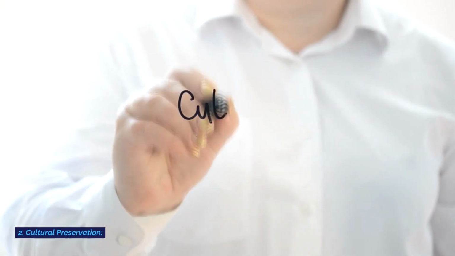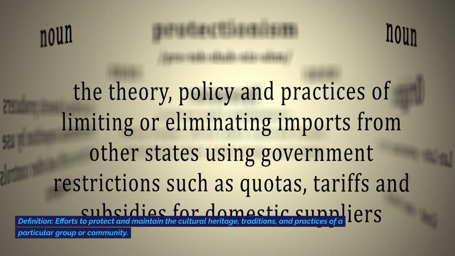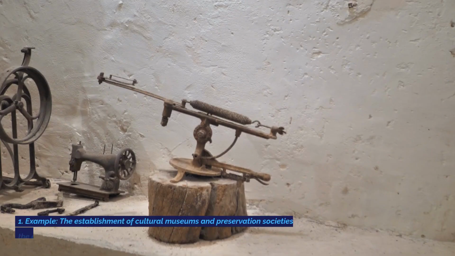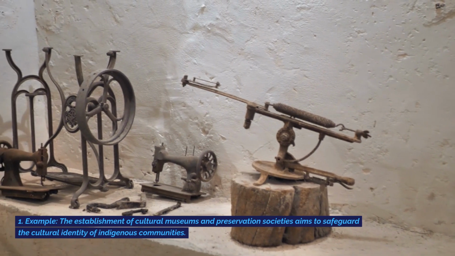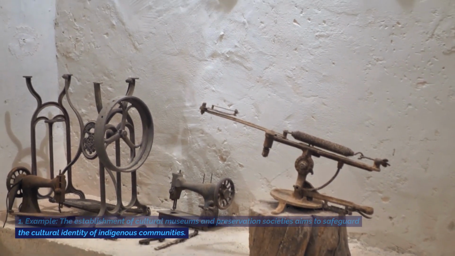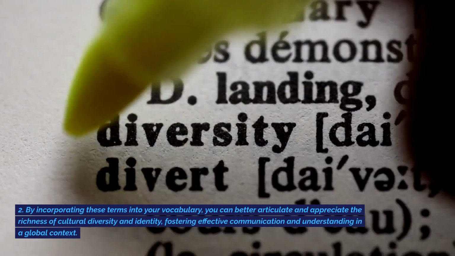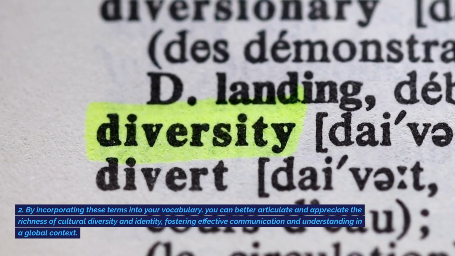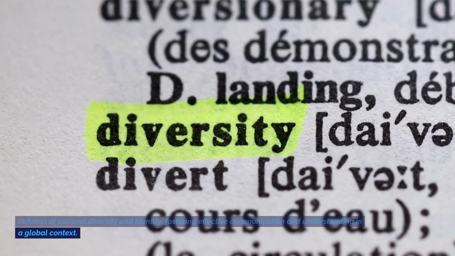Cultural preservation. Definition: efforts to protect and maintain the cultural heritage, traditions, and practices of a particular group or community. Example: the establishment of cultural museums and preservation societies aims to safeguard the cultural identity of indigenous communities. By incorporating these terms into your vocabulary, you can better articulate and appreciate the richness of cultural diversity and identity, fostering effective communication and understanding in a global context.